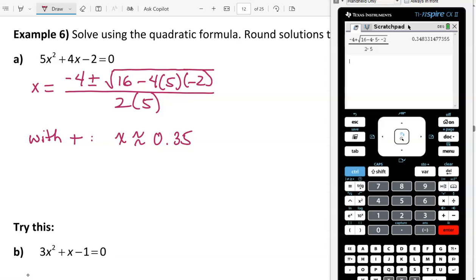Next, I'm going to enter the very same calculation, but this time with the minus rather than the plus to give us our second solution. Rather than entering the entire expression again, I'm going to use a little calculator trick. I'm going to use my cursor up button to grab the calculation that we just did, press Enter once it's highlighted, and now I'm going to cursor over with my left arrow key and then delete that plus sign and replace it with a minus sign and then press Enter. That will give us a solution of approximately negative 1.15.